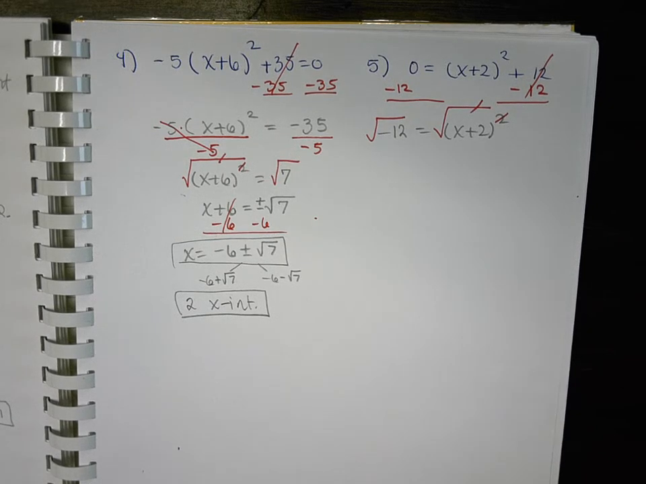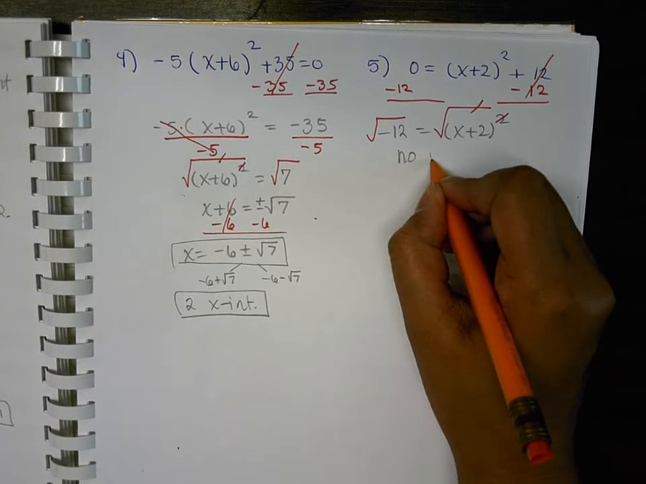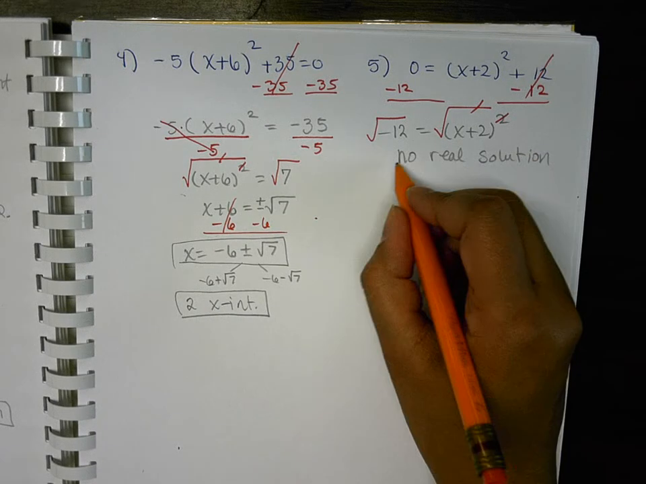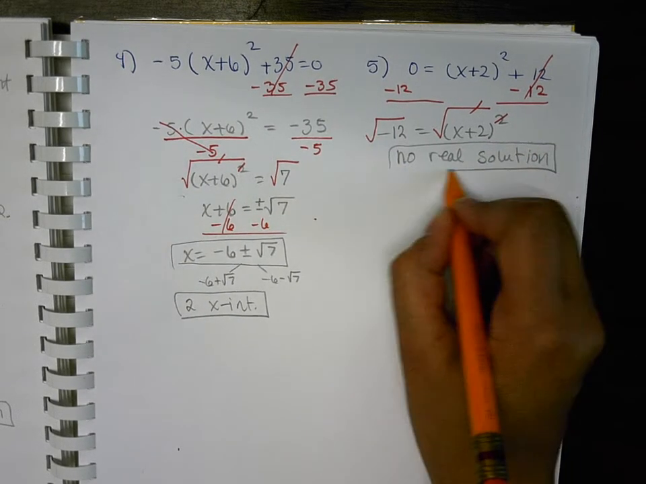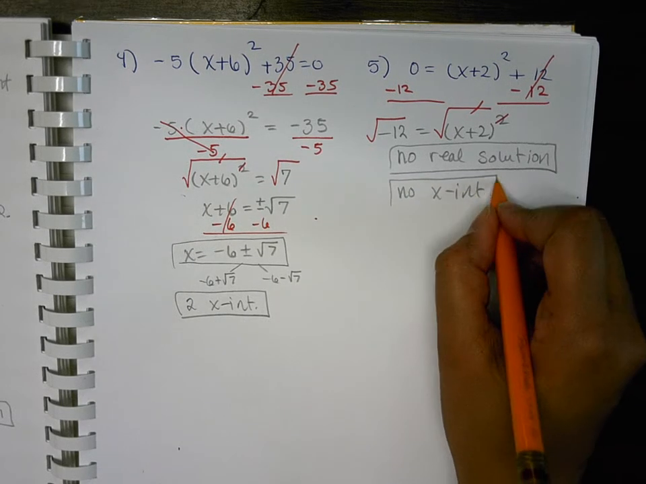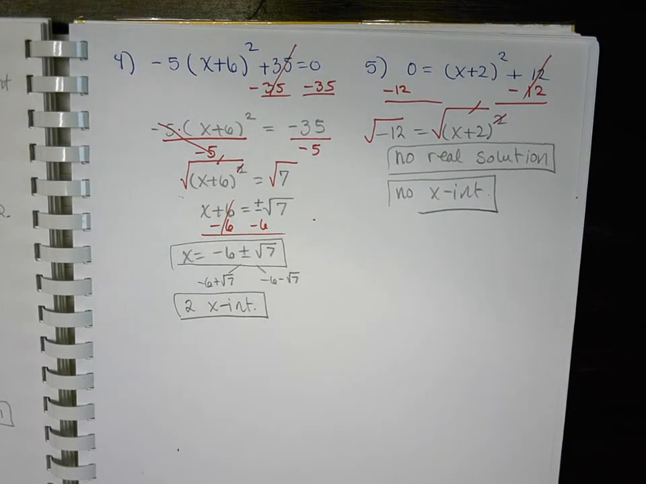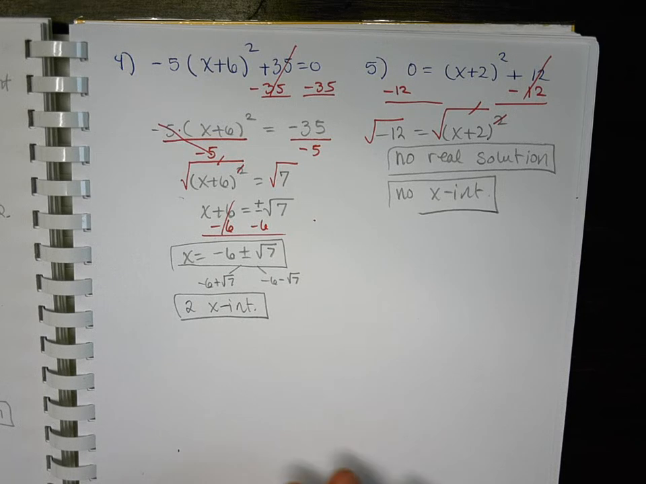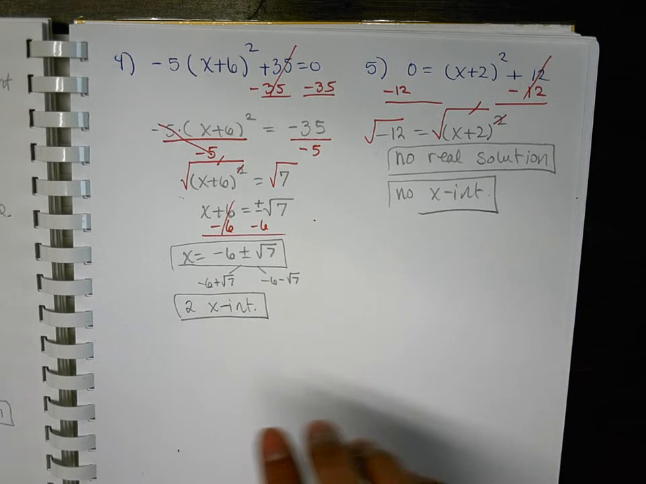We haven't learned imaginary. So it's no real solution, which means how many x-intercepts? None. No x-intercepts. And we've looked at a problem already. We looked at graphs that have no x-intercepts. All right, are we good? Okay, we're going to see an application problem, and then we're going to do some graphs.